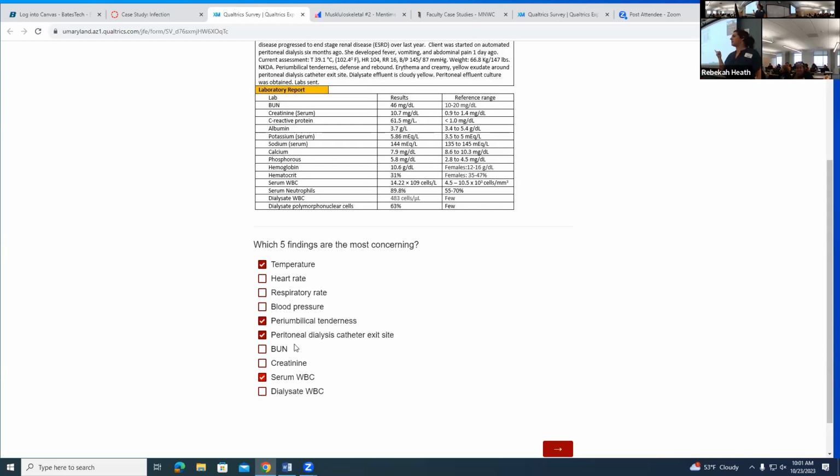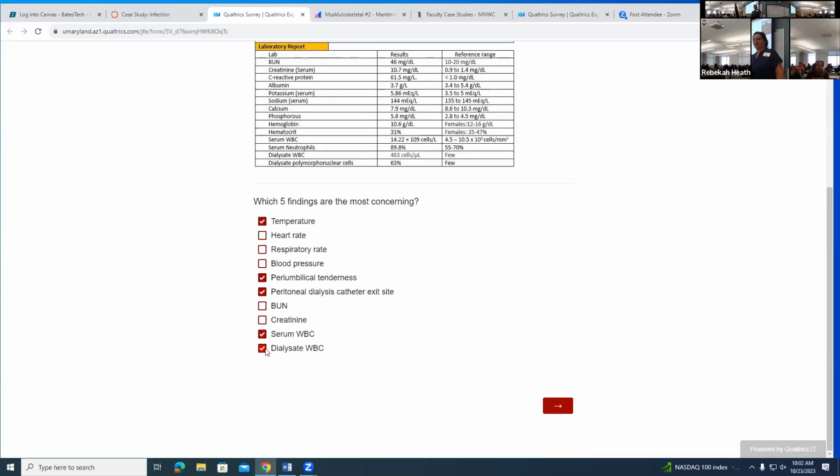So temperature is 1, periumbilical tenderness, dialysis catheter site, serum white blood cell, and dialysis white blood cell. So it wouldn't be the BUN or creatinine. Boom. So there you go. You're welcome. Because she has them. She does have end-stage renal failure. So if she didn't have end-stage renal failure, that's when we would look at that and be like, oh, something's wrong. Yeah. Okay.